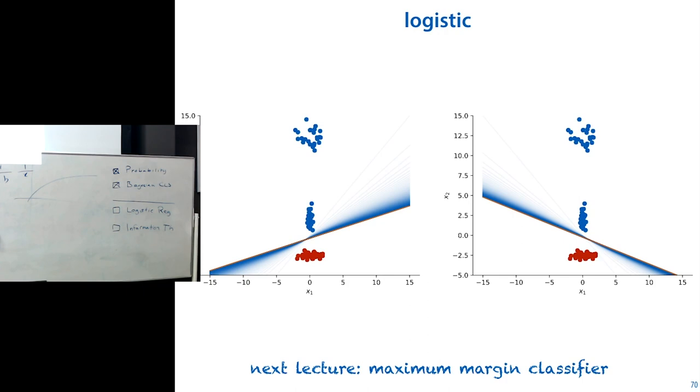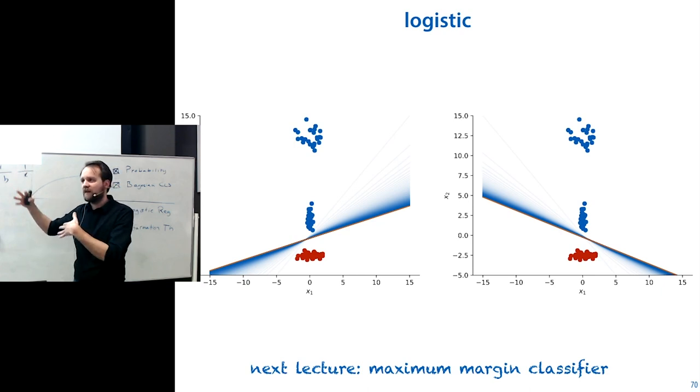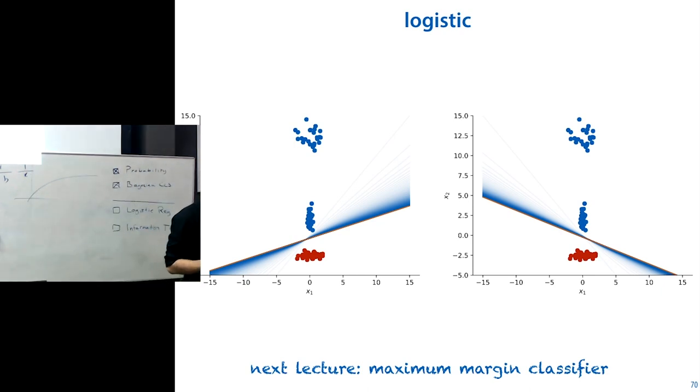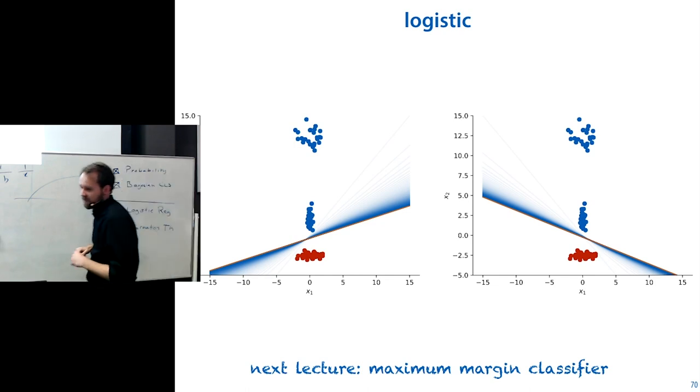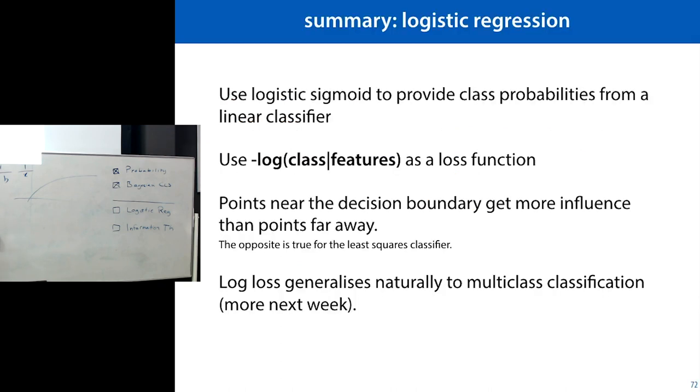So next lecture, on Thursday, we'll look at the maximum margin classifier, which doesn't have this problem. Even if you have this big separation between your two classes, the maximum margin classifier still knows what to do and picks the same solution every time. But we'll look at that on Thursday. It's also called the SVM loss. So that's logistic regression. Just a little summary before we move to the information theory.